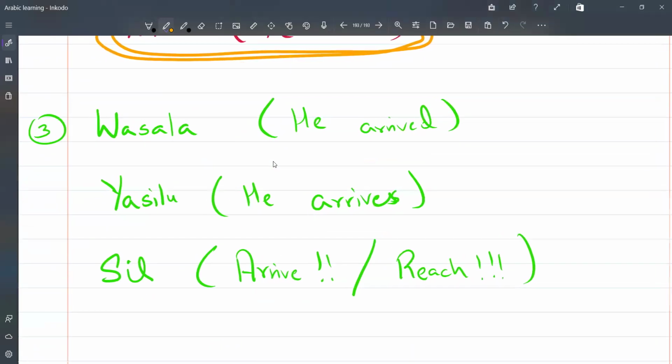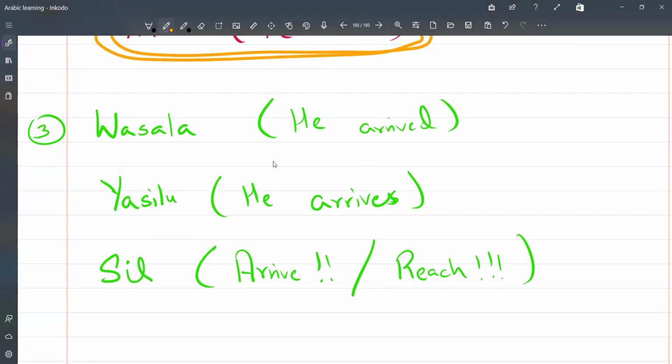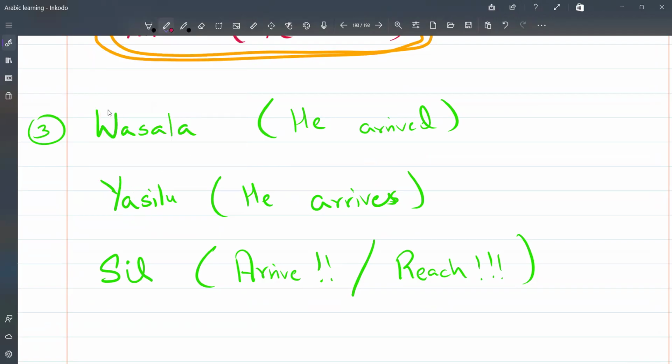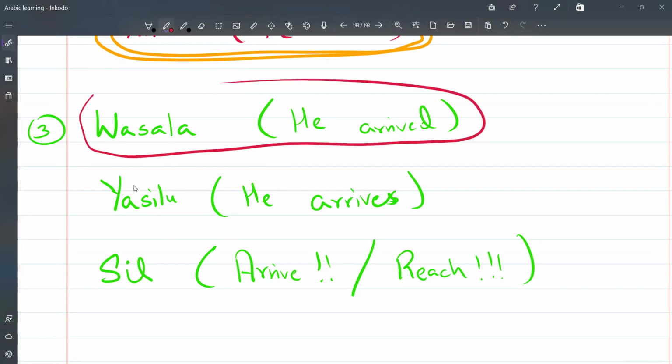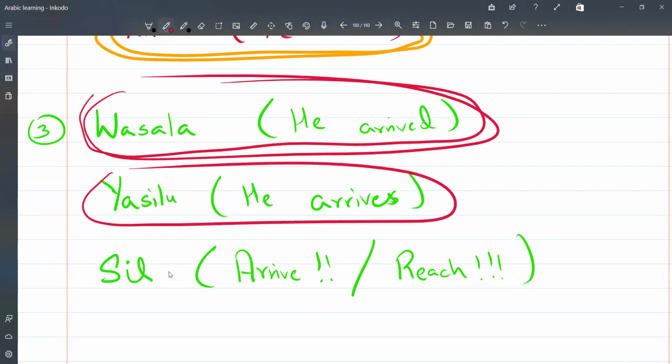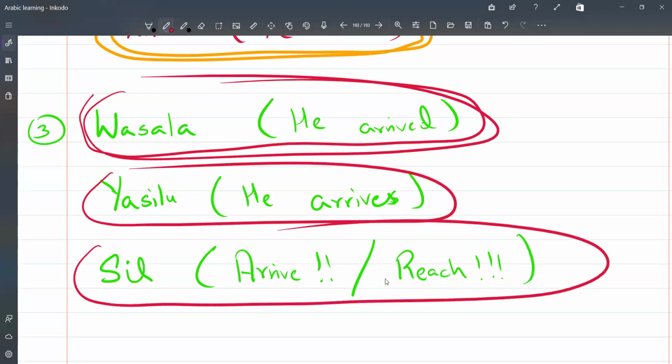And then the third verb we used in the conversation was wasalna. So wasalna actually came from the girdan of this past tense wasala. I want you to make the girdan of wasala, meaning he arrived, yasilu, he arrives, and sil, meaning arrive or reach. So wasala means he arrived or he reached. Yasilu means he arrives or he is reaching or he is arriving. And sil means arrive or reach, command tense, right?